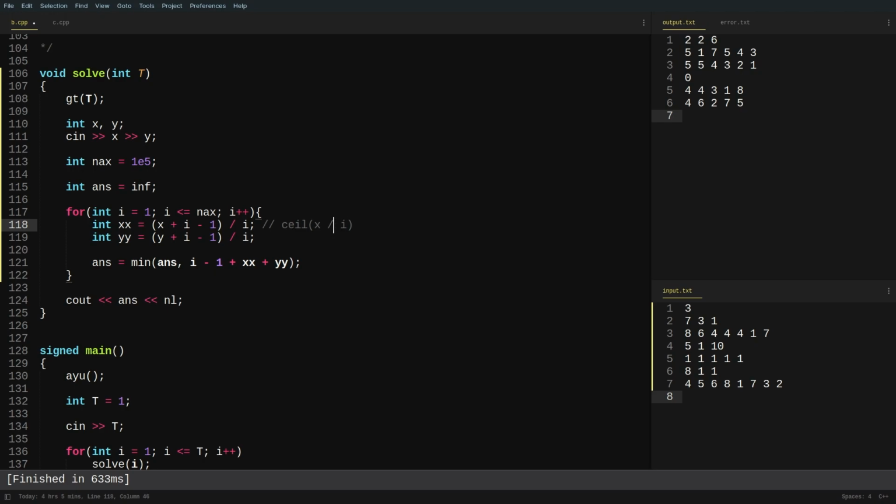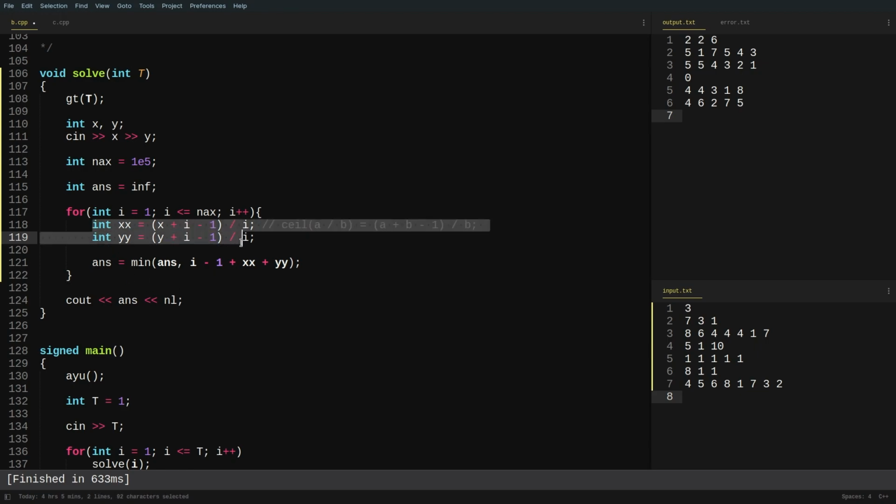Ceil value of a by b is equal to a plus b minus 1 divided by b, right? So this equation is correct. If you do it in this way, you are always dealing with integers and there is no chance of any precision error, right? So that is why I prefer this method, and this way you can calculate the value of ceil of x by I. Similarly, you can calculate the value of ceil of y by I, right?